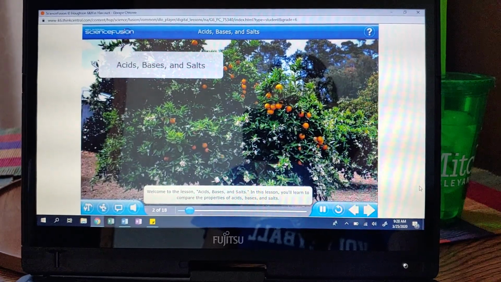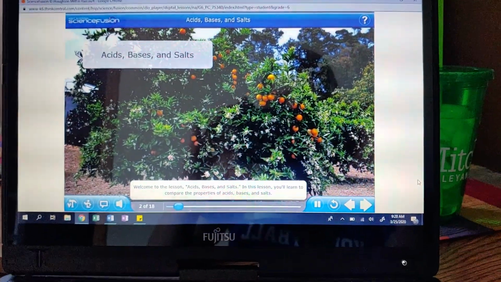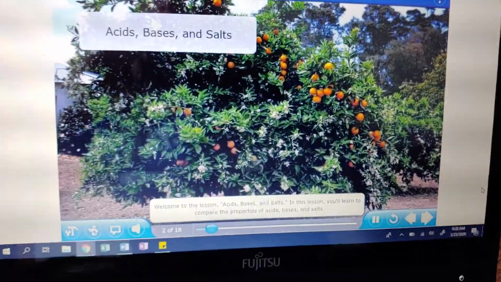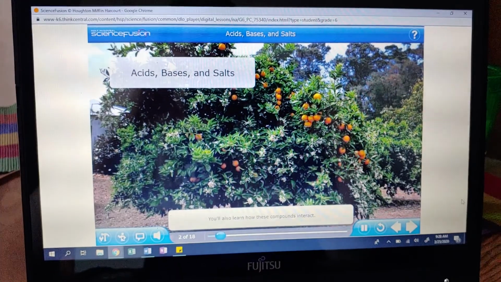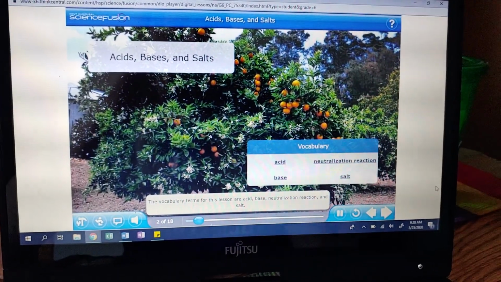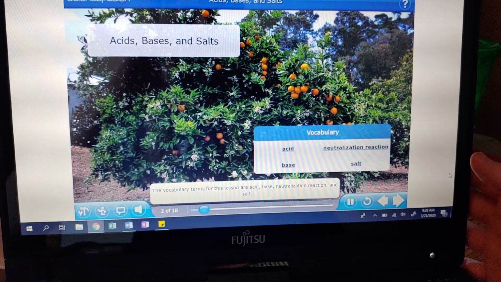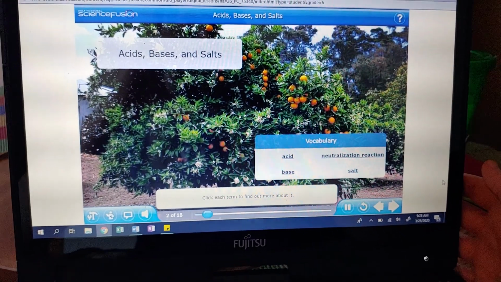Welcome to the lesson, Acids, Bases, and Salts. In this lesson, you'll learn to compare the properties of acids, bases, and salts. You'll also learn how these compounds interact. The vocabulary terms for this lesson are acid, base, neutralization reaction, and salt. Click each term to find out more about it.